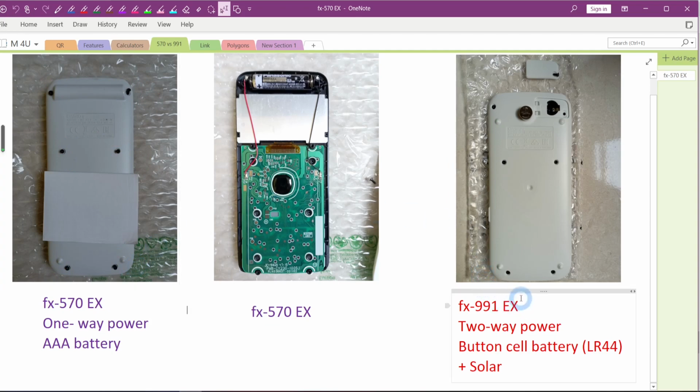For FX991EX, this is a two-way power calculator. You can use solar energy or battery. If you want to change or replace the battery, you just need to take out 1 screw. The battery used in this calculator is button cell battery, LR44.